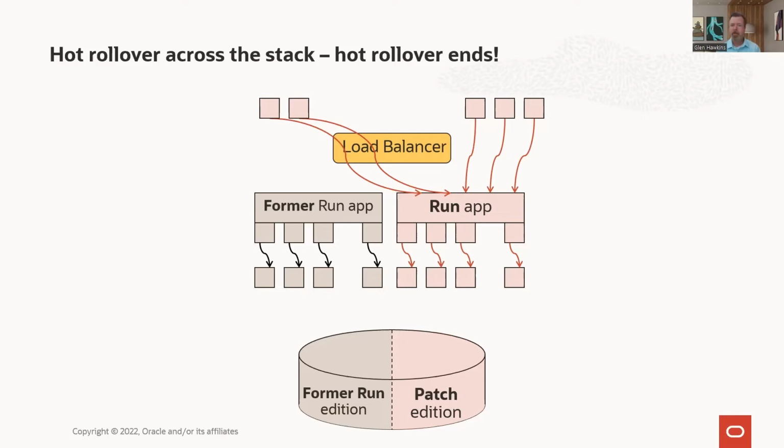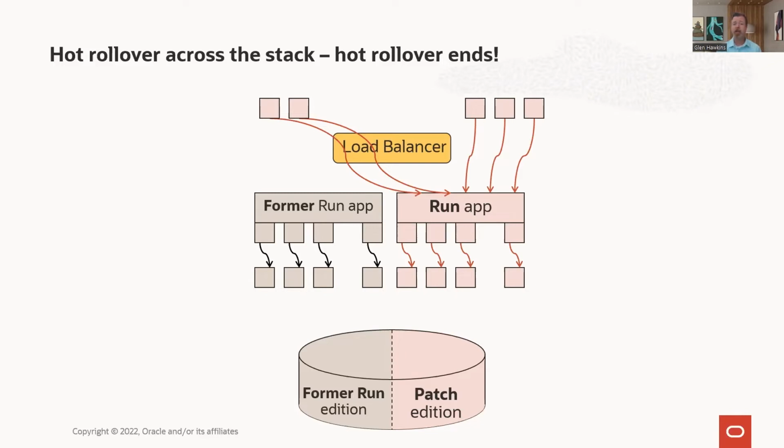So we'll start referring to the former current version of the app as the former run app. So nobody's connected to it. It's still up and running. At any point in time right now, I could always have the load balancer start feeding sessions back into the former run app. I could have clients that are connecting up.